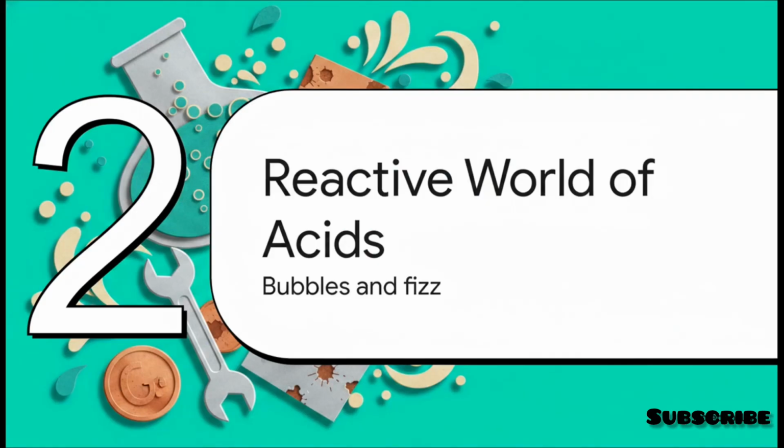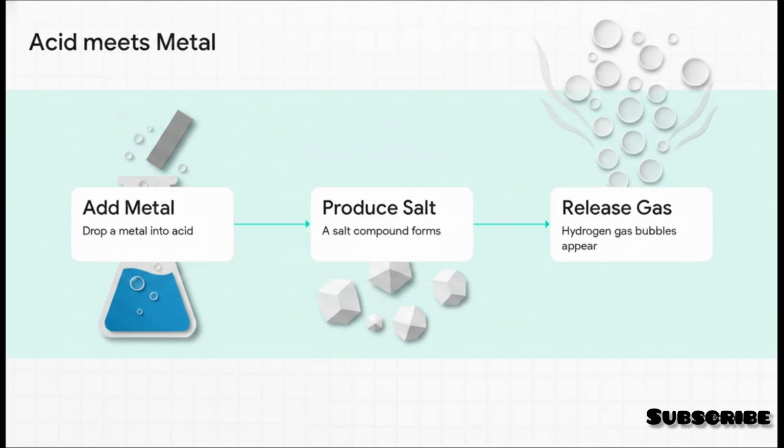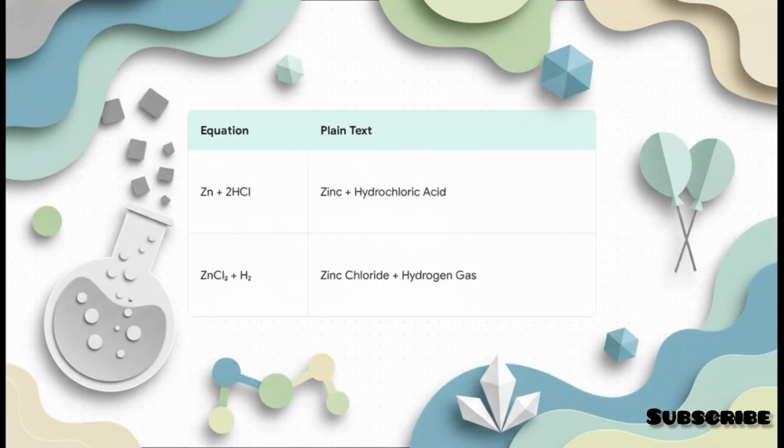Moving right along to section 2, the reactive world of acids, bubbles, fizz, and neutralization. Picture this. You drop a zinc strip into a beaker of hydrochloric acid. Almost immediately, you're going to see bubbles forming all over it. This perfectly illustrates a pretty universal 3-step reaction. You add a metal to an acid, it produces a salt, and it releases hydrogen gas. Every single time. Looking at the actual chemistry here, the zinc reacts directly with the hydrochloric acid to form zinc chloride, which is our salt, and it sets hydrogen gas totally free.